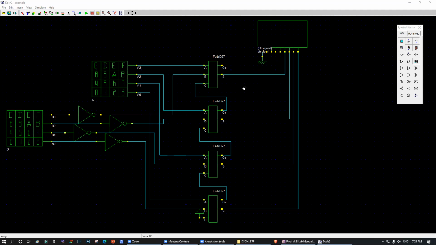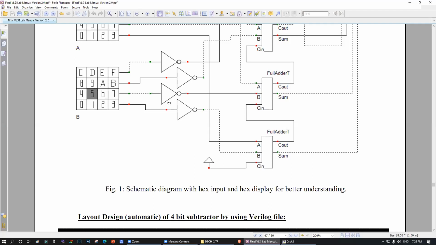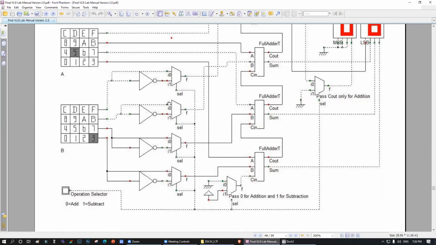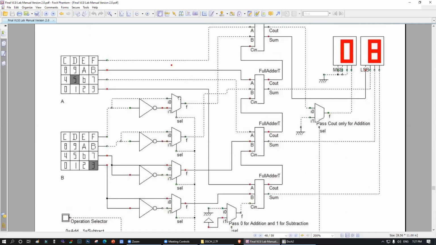Okay. So next case, what will be your assignment from these 2 labs? Next day, you have to combine these 2. Do not see this one. You do it by yourself. You have to combine these 2, that means the addition and subtraction.